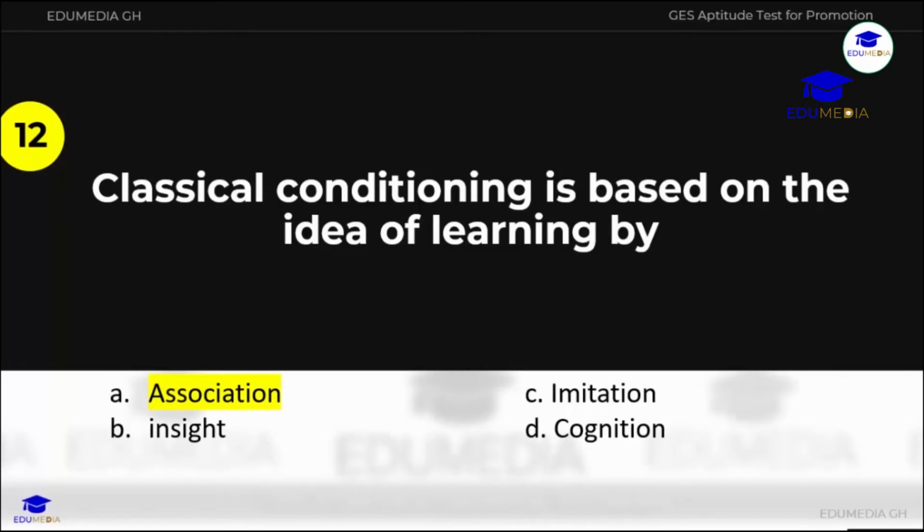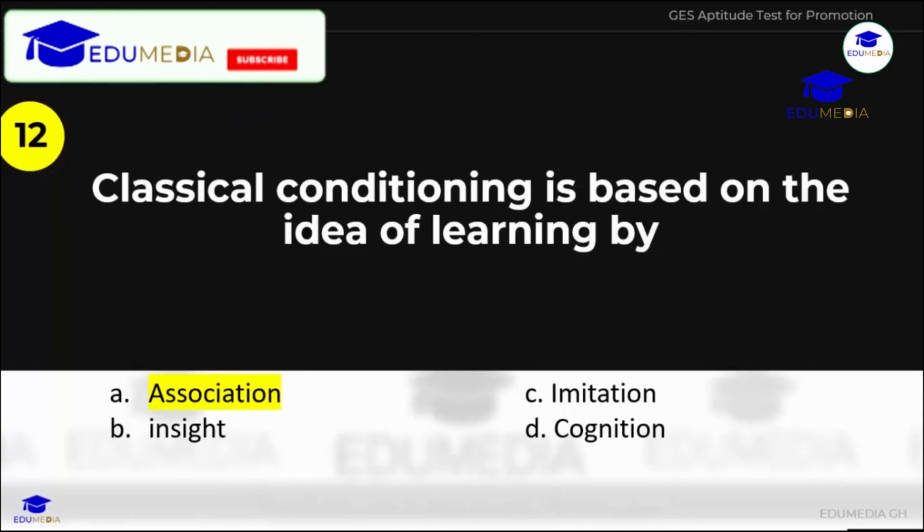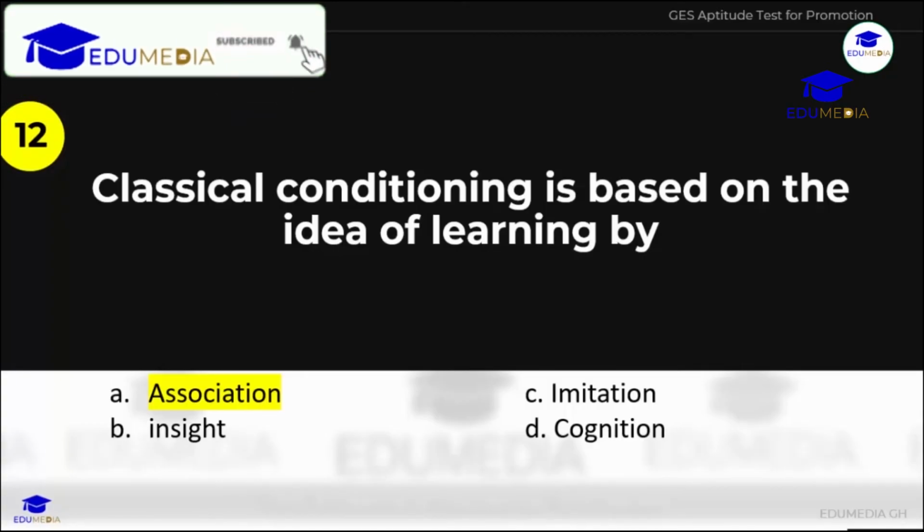Association. Classical conditioning is also known as Pavlovian conditioning. It is a type of learning that occurs when a neutral stimulus becomes associated with a stimulus that naturally evokes a response, so that the neutral stimulus eventually elicits the same response. For example, in the famous experiment by Ivan Pavlov, dogs learned to associate the sound of a bell with the presentation of food, so that eventually the sound of the bell alone was enough to cause the dogs to salivate. Classical conditioning is based on the idea that learning occurs through the formation of associations between stimuli and responses.